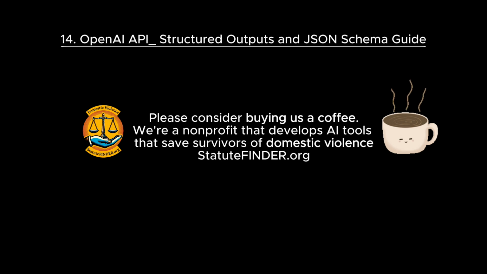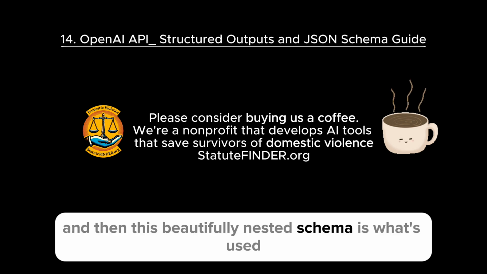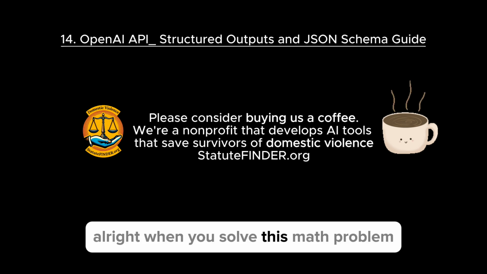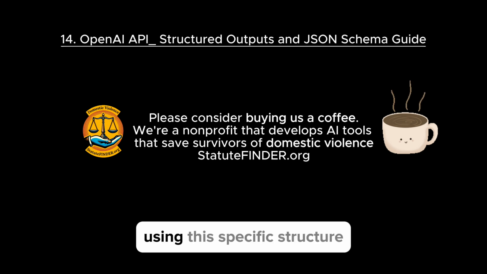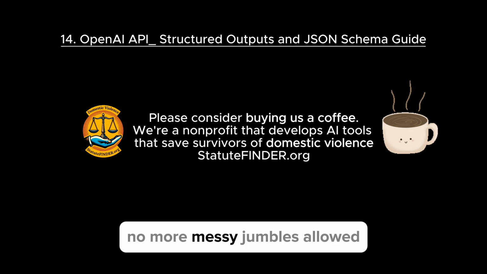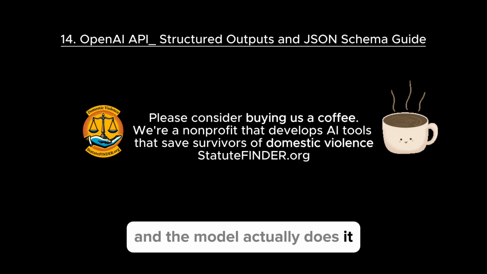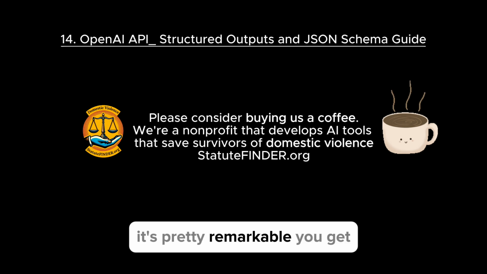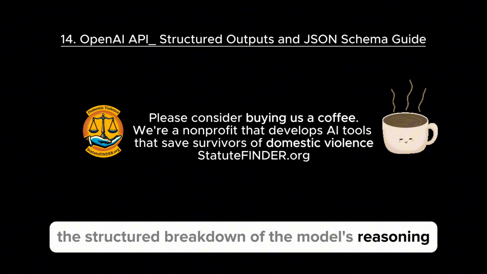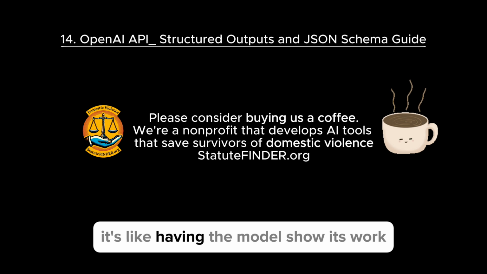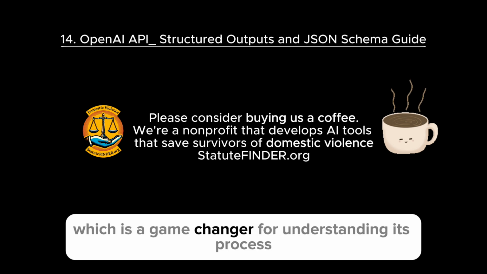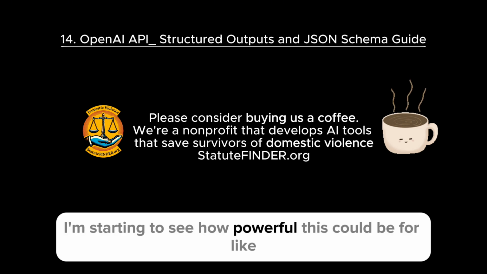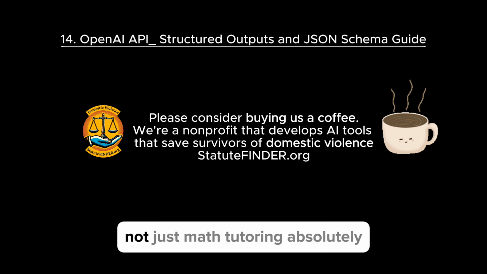Exactly, you got it. And then this beautifully nested schema is what's used in the API call. You're essentially saying to the model, all right, when you solve this math problem, I want you to present your answer using this specific structure. No more messy jumbles allowed. And the model actually does it. Yeah. It follows that schema and lays out each step with an explanation. It's pretty remarkable. You get this structured breakdown of the model's reasoning, not just a final answer. It's like having the model show its work, which is a game changer for understanding its process. Yeah, that's way more insightful than just getting a bare bones answer. I'm starting to see how powerful this could be for all sorts of applications, not just math tutoring.